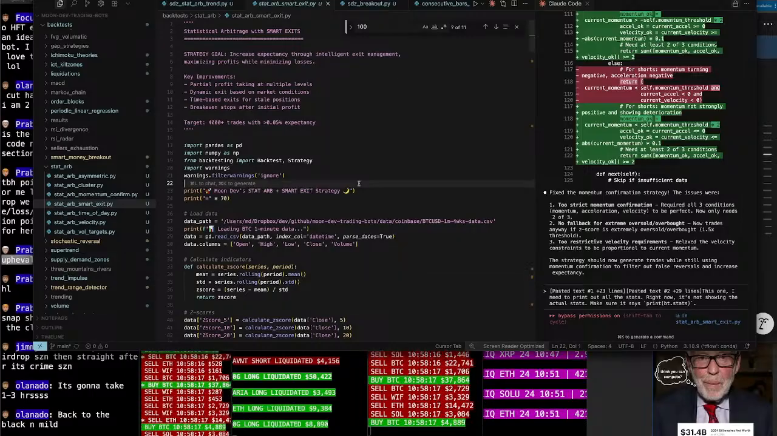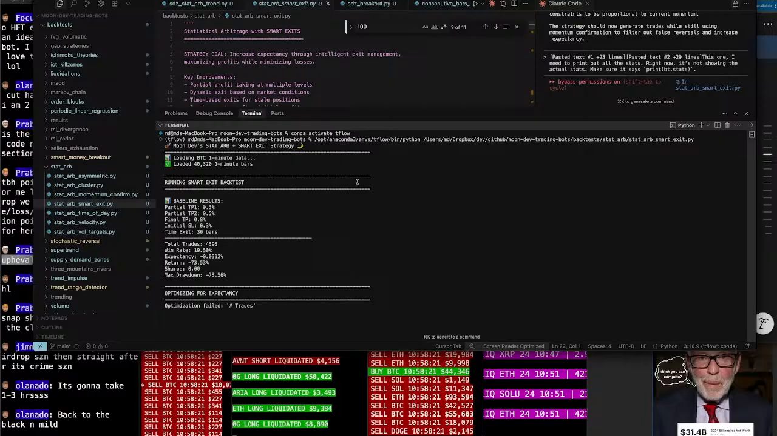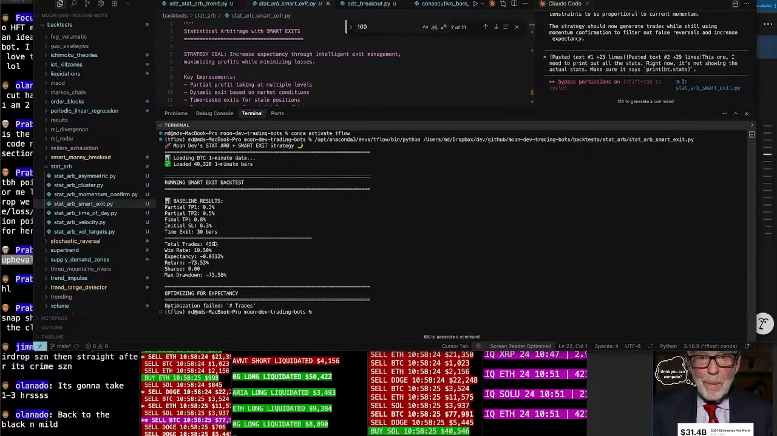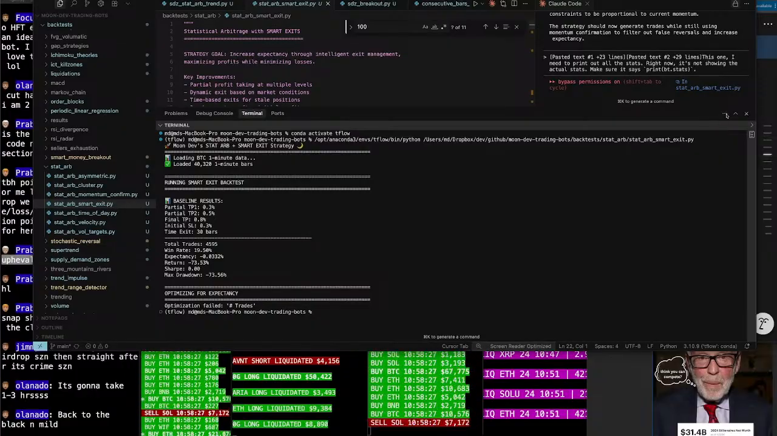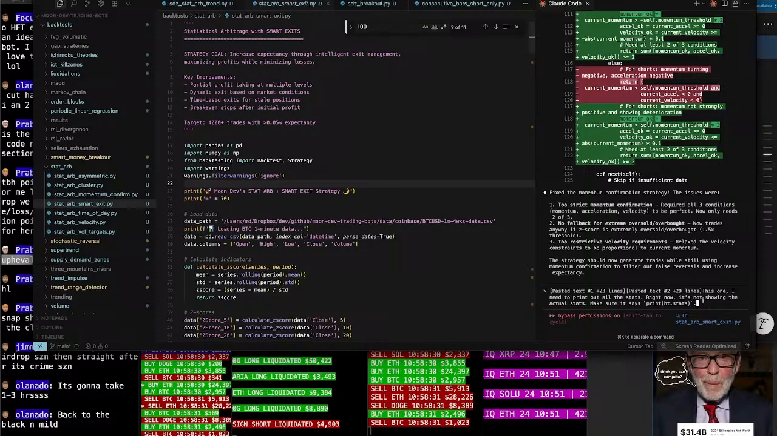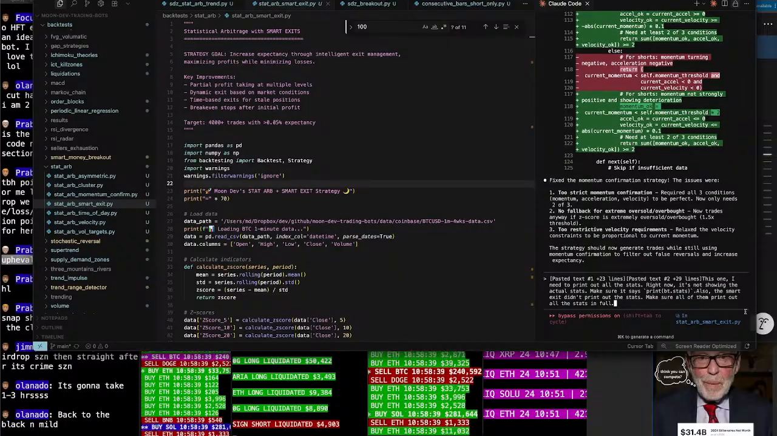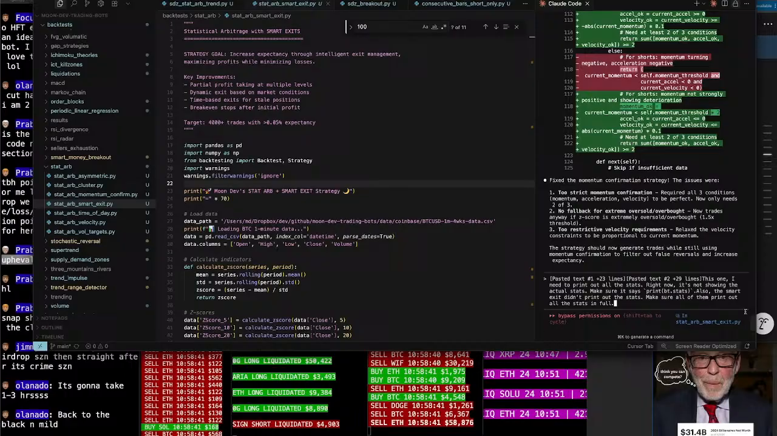Okay, confirmation wasn't working. Let's try the smart exit here. 4,000 trades. Also, the smart exit didn't print out the stats. Make sure all of them print out all the stats in full. Just the regular print bt.stats.